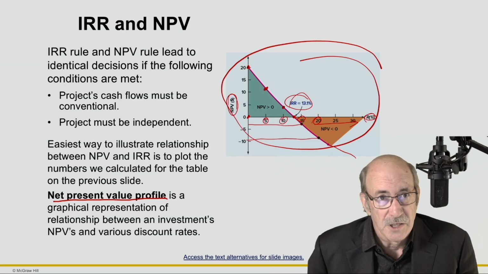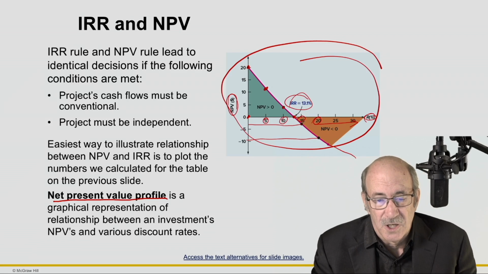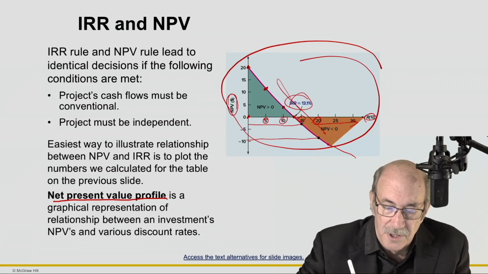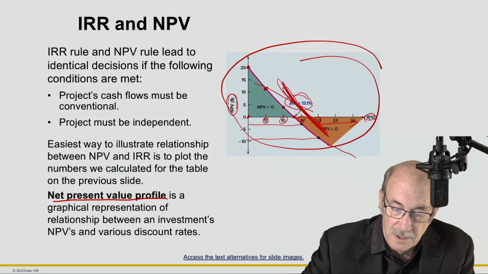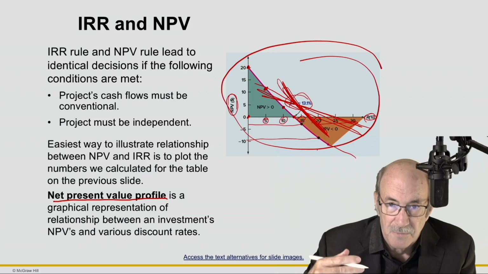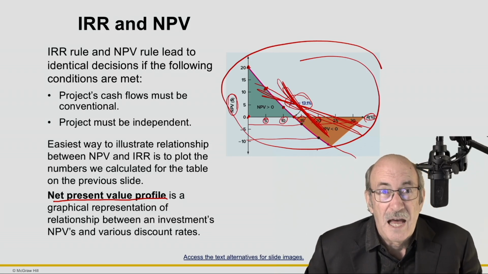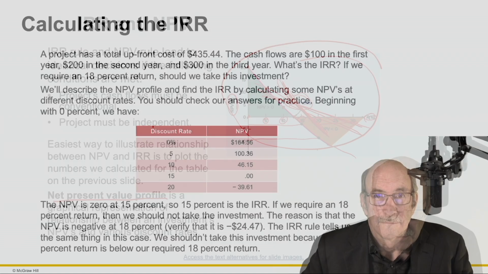And so many times you'll see analysts looking at this profile to just get some sense of what's the slope on this line. Is it a slope like that, or is it a gentler slope? It gives you a better sense of how sensitive the project is to our estimates of cash flows as well as discount rates.